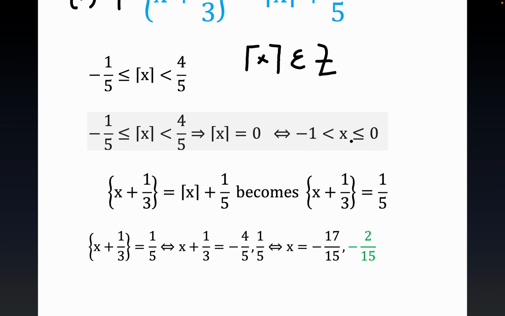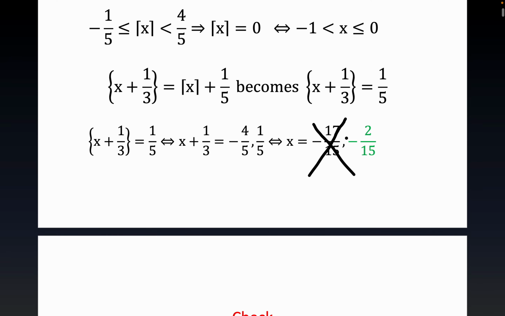But notice we have to reject this, because it's not contained in this interval up here, right? But minus 2/15 certainly is in this interval. So I think it's kind of cool. I spent a lot of time at the beginning, but hopefully it makes a lot of sense. Maybe I've spent too much time on it. But now let's go ahead and actually check our work here, okay?